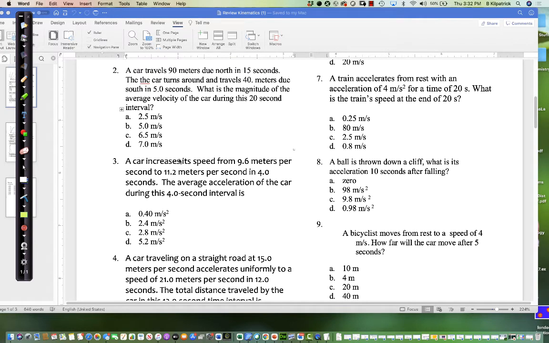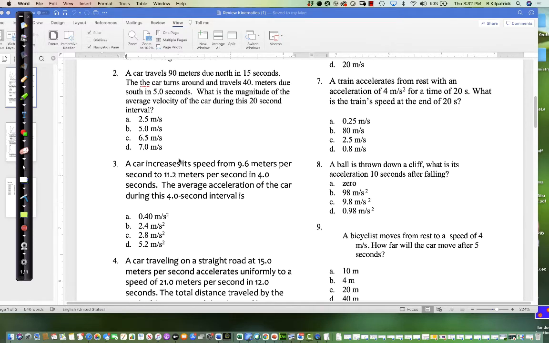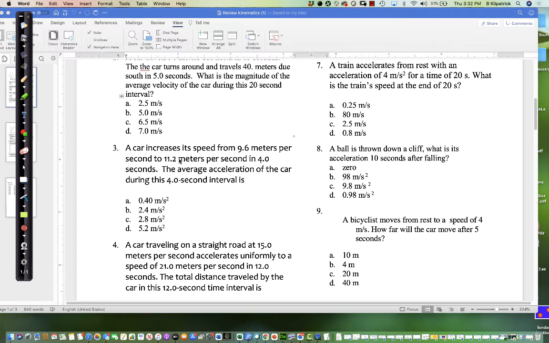Okay, so are we ready to go through these? Okay, so a train accelerates from rest with an acceleration of 4 meters per second squared for a time of 20 seconds. What is the train speed at the end of 20 seconds? Okay, so 5 variables. What are our 5 variables? And then delta x. Okay, what is our final velocity here?